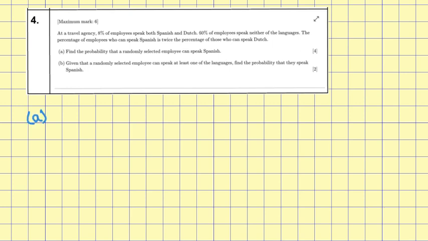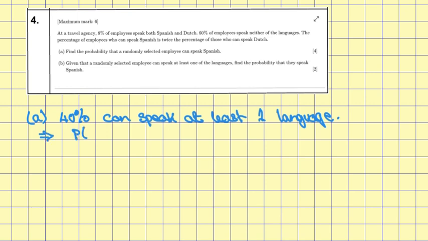Well, we know from the information that 40% can speak at least one language. Therefore, the probability of S union D is equal to 0.4.